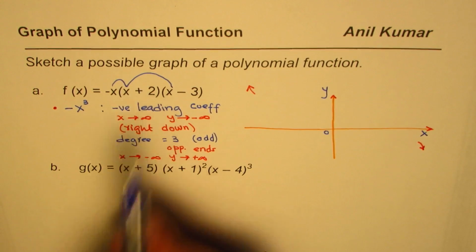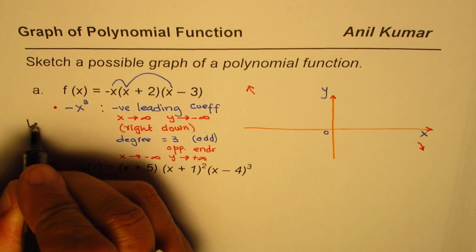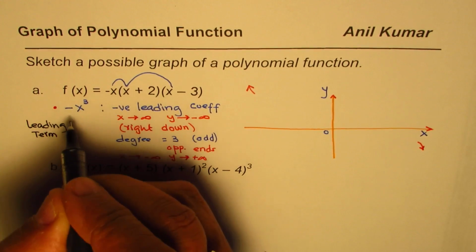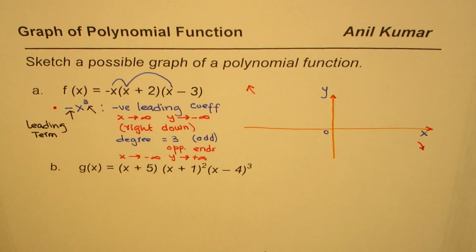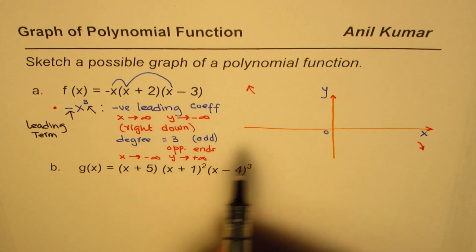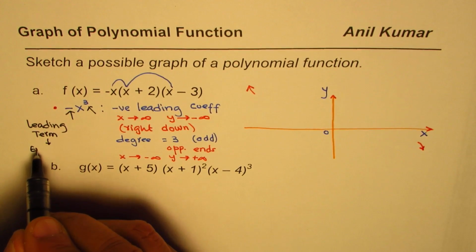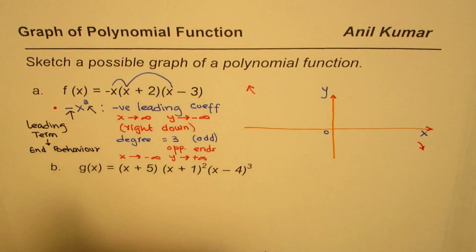Now we will analyze the zeros. So when sketching, you have to look into these two parts. The leading term, which we have already analyzed, which has a coefficient and a degree. These are the two things in the leading term which we look into, which define the end behavior. So the leading term gives you the end behavior.